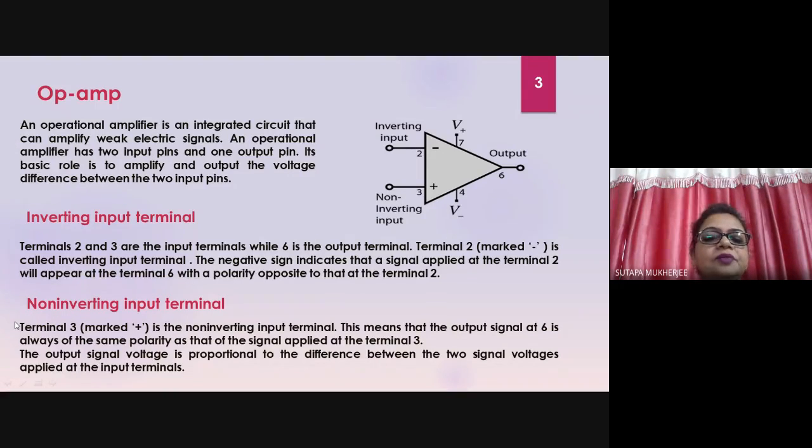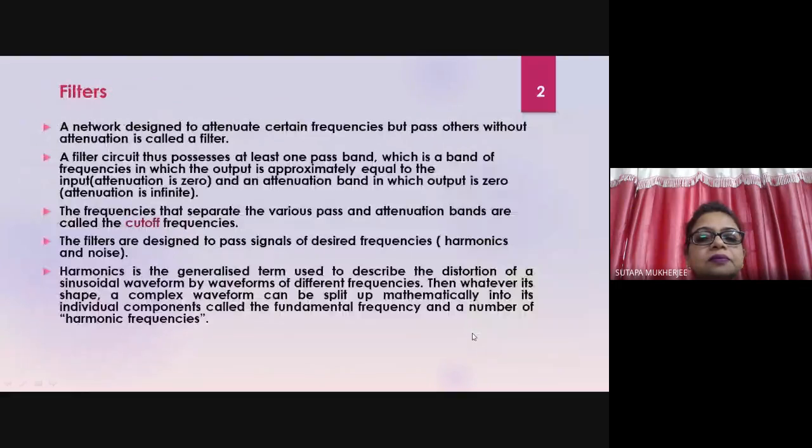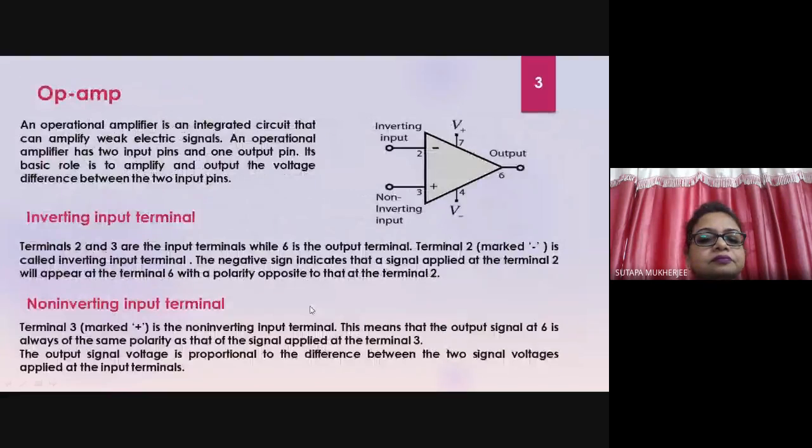Now, the non-inverting input terminal. This is designated by plus. Terminal 3 is the non-inverting input terminal. This means that the output signal at 6 is always the same polarity as that of the signal applied at terminal 3. The output signal voltage is proportional to the difference between the two signal voltages applied at the input terminals. Right?